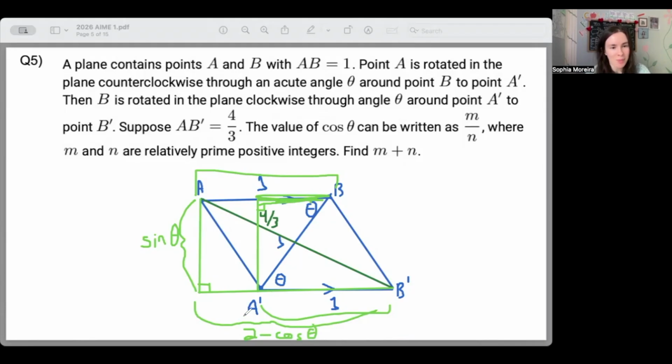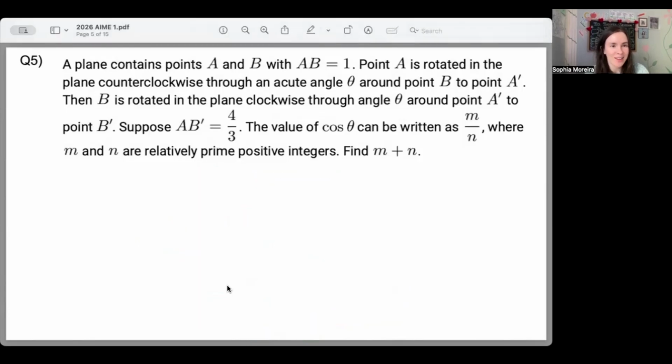Then, just using the Pythagorean theorem on this, we have (2 minus cosine theta) squared plus sine squared theta equals, not 1, the 4/3 squared. What's really cool is that the sine squared plus this cosine squared cancels out as 1. Then you're just left with the cosine term floating around, and you can do some algebra from there. So, very nice and clean for that one.